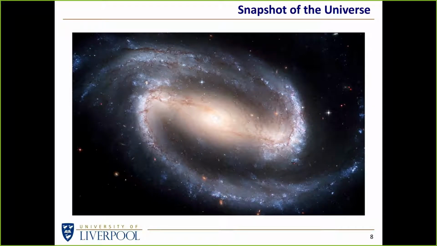Here's a picture of a galaxy. What is this galaxy doing? What are the rules of the game that dictate why the galaxy looks like that? From a snapshot, you can't tell. We know that galaxies evolve and rotate and do all sorts of other things.